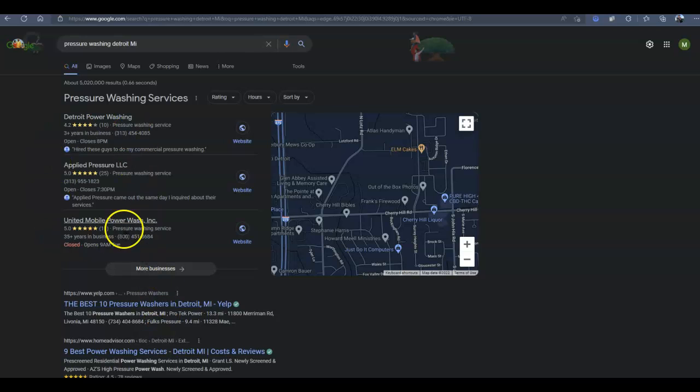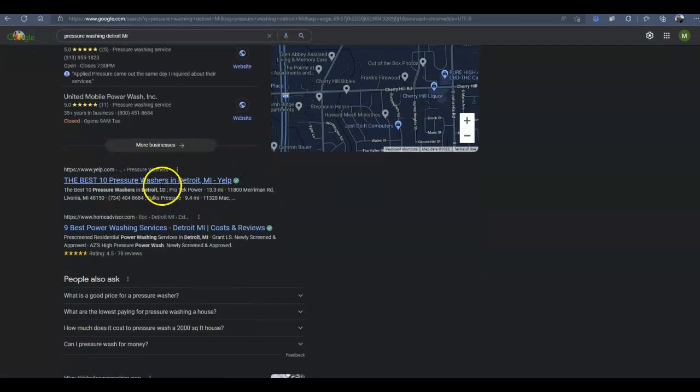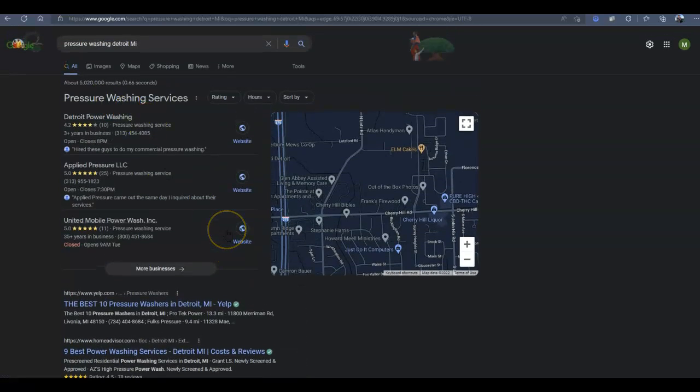Now, this is why it's important to beat out your competitors and be in the top three. It's because there's a significant amount of people who are going to look in the maps and never look down here in the organics. And there's also a significant amount of people who are going to look down here and never look in the maps. You want to be in as many places as possible so you're as easy as possible for them to find.